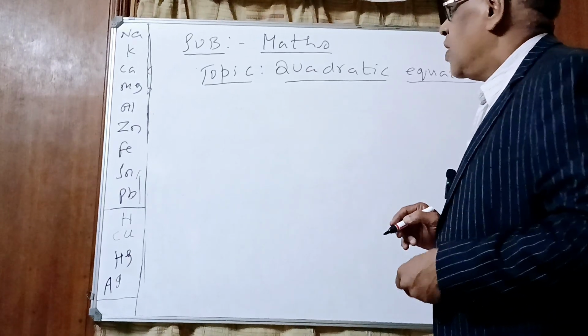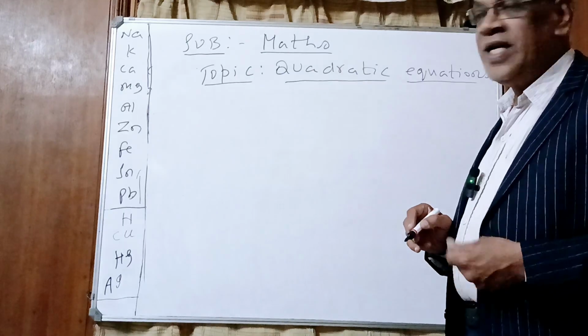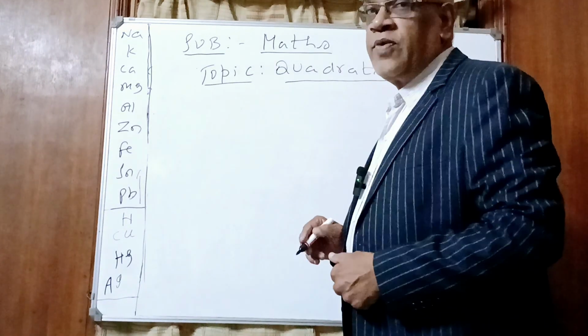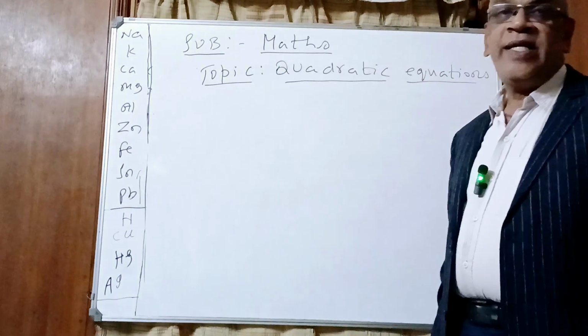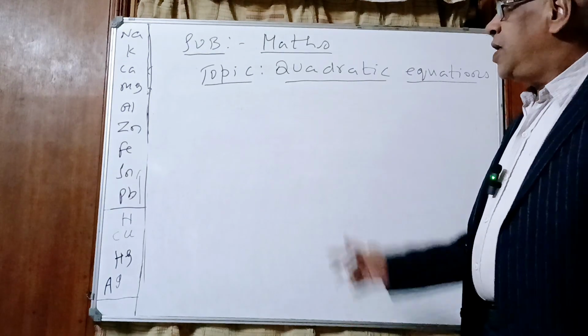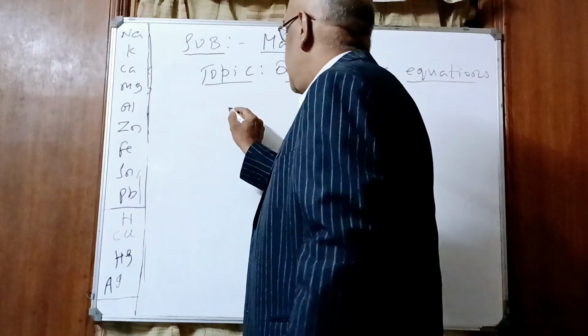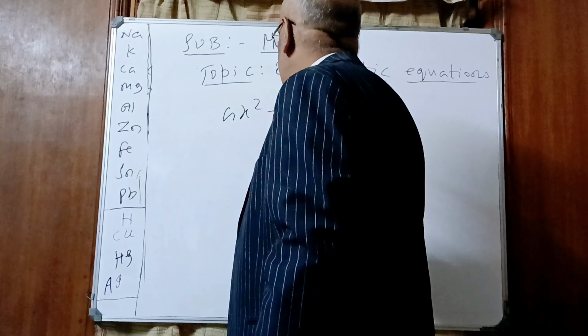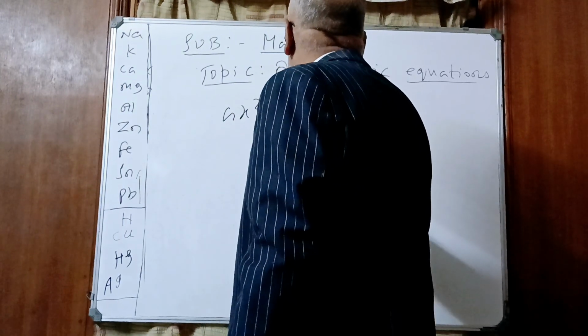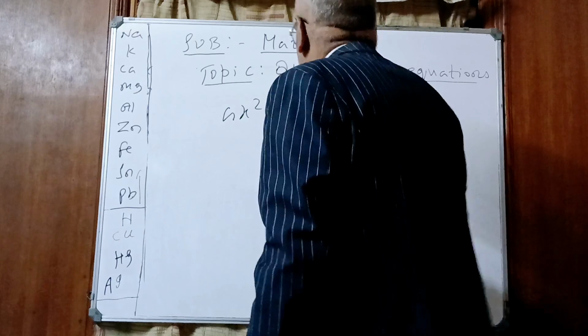Quadratic equation. What's a quadratic equation? We studied linear equation. What is a linear equation? An equation in which the highest degree of the variable is 1. What is a quadratic equation? An equation in which the highest degree of the variable should be 2. ax square plus bx plus c is equal to 0.